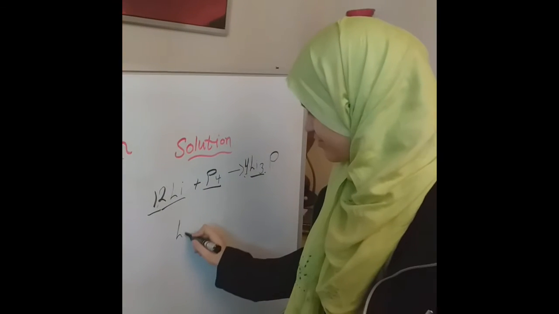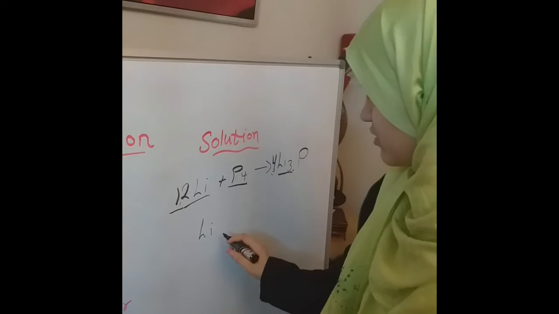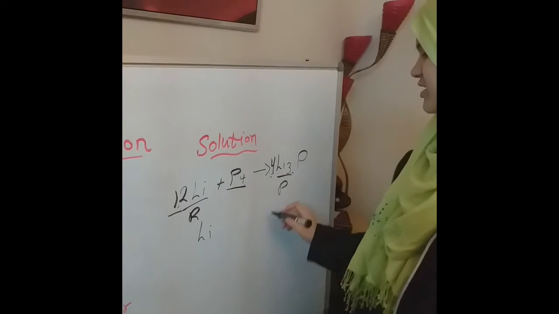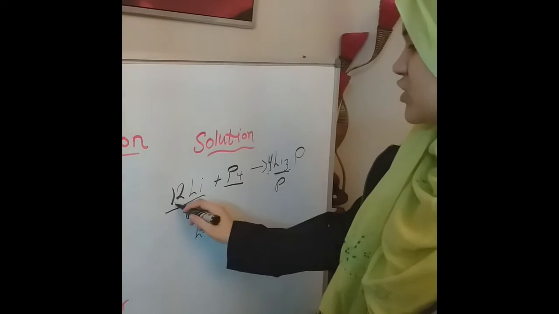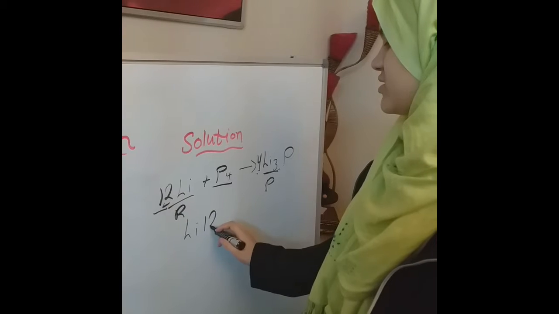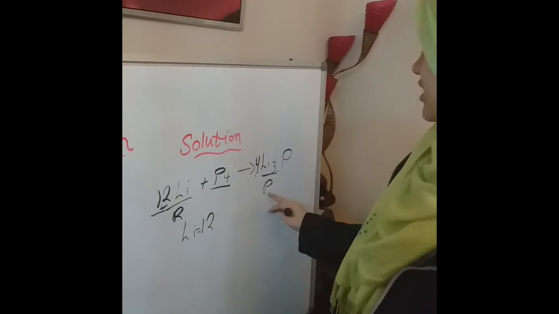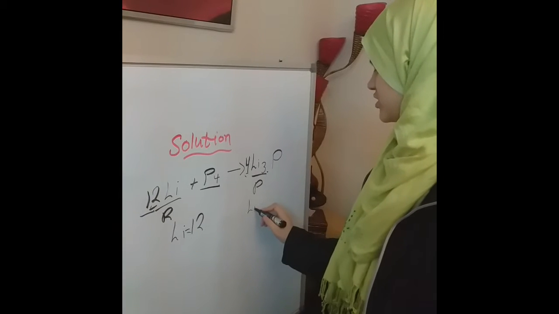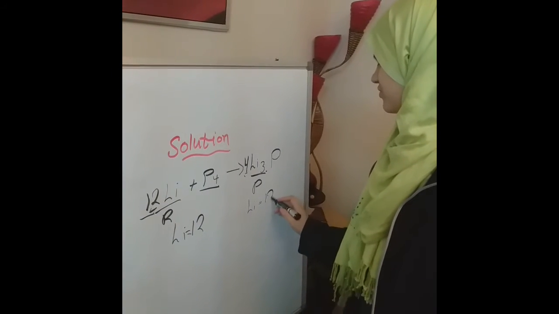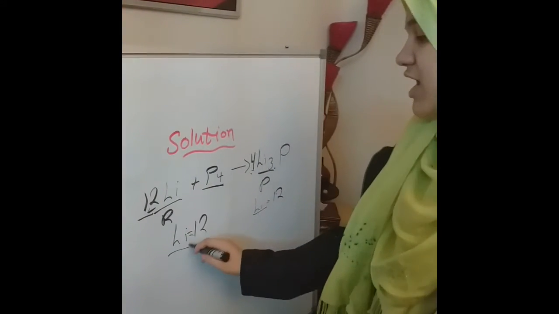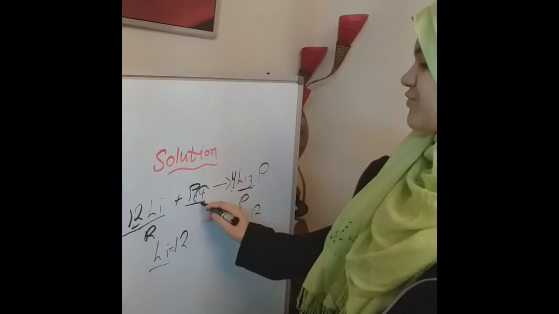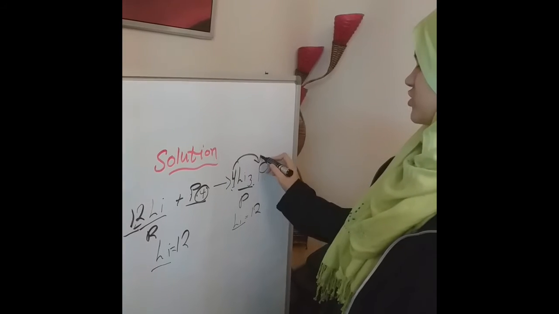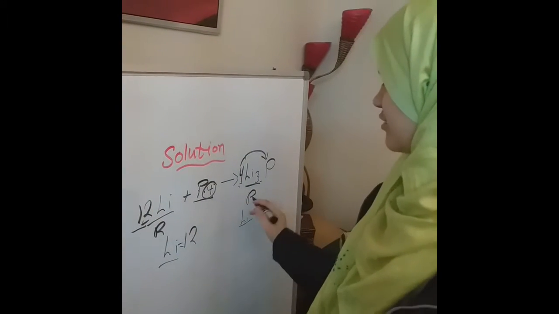For the lithium, here in the reactants and here in the products, we have 12 atoms of lithium in the reactants. And in the products, we have 3 times 4, which is equal to 12 atoms of lithium. And for phosphorus, there are 4 atoms of phosphorus here and 4 atoms of phosphorus in the reactants and products.